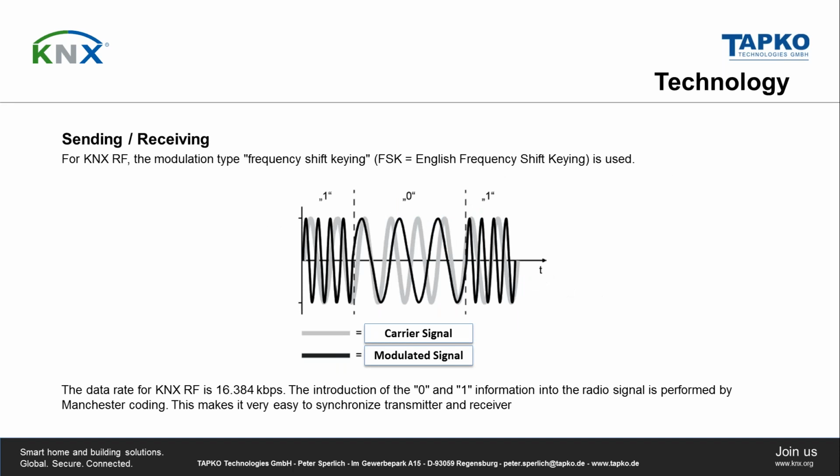In KNX RF, we are using the frequency shift keying, and that means you have a carrier signal, and on the carrier signal there is a modulated signal, and this is information.